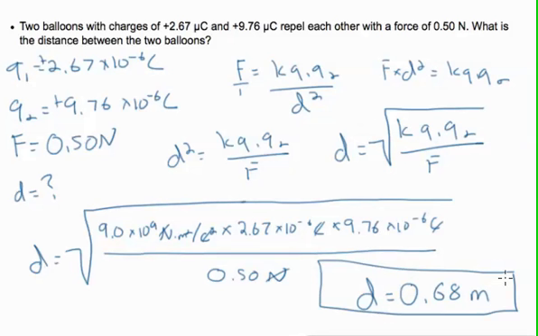So the hardest part of these is putting all those complicated numbers into your equation and remembering to do the square root in this one, because it's not something we do very often, so it's easy to forget.